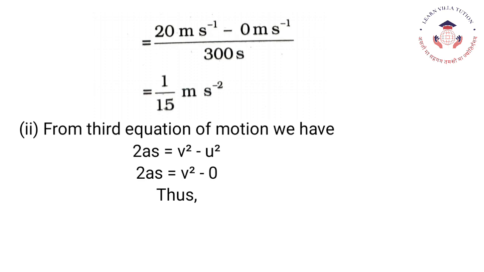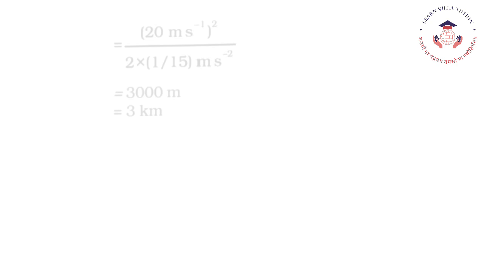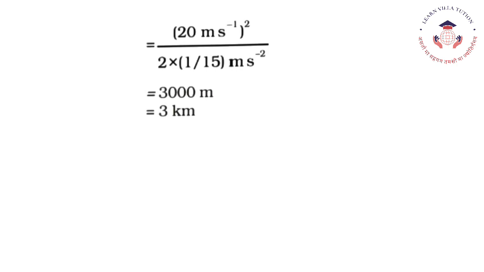In the second case, from the third equation of motion we have 2as is equal to v square minus u square. 2as is equal to v square minus 0. Thus, s is equal to v square divided by 2a, equal to 20 meter per second whole square divided by 2 multiplied by 1 upon 15 meter per second square. We get 3000 meters. Meter changed into kilometer is 3 kilometer.